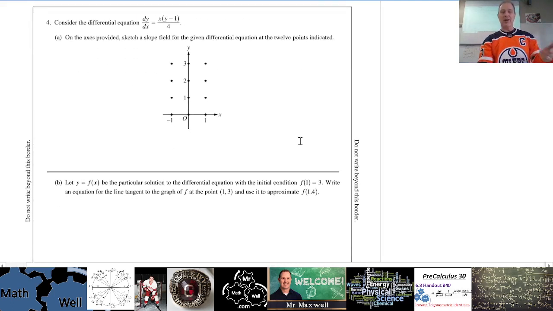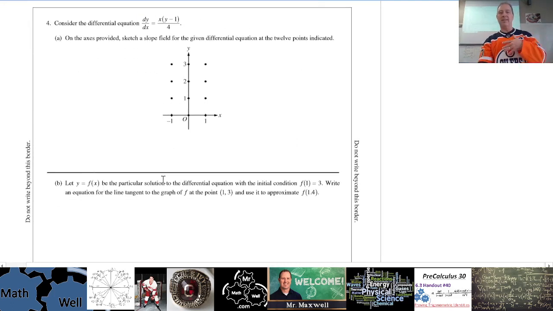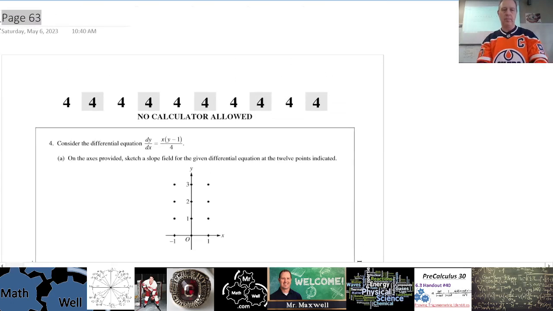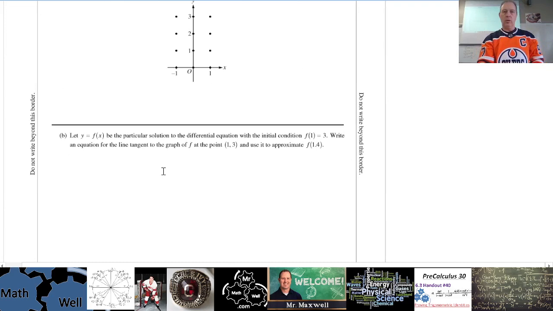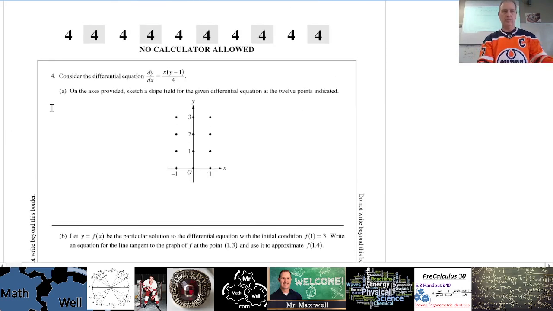Okay, so this is what it looks like for you guys, right? So B is connected to question 4, so you'd be referring back to probably parts of the original question there. Okay. So this is no calculator allowed. So let's go over separating the variables here, shall we?